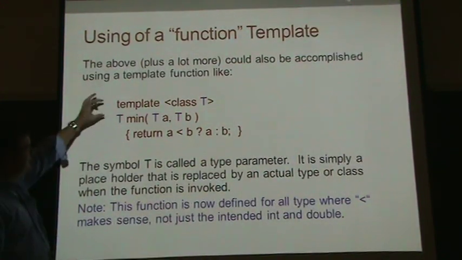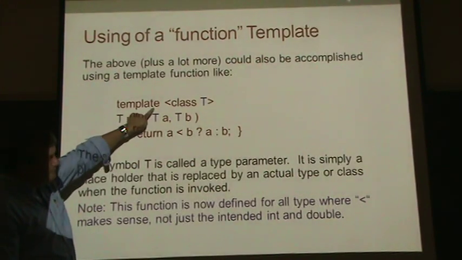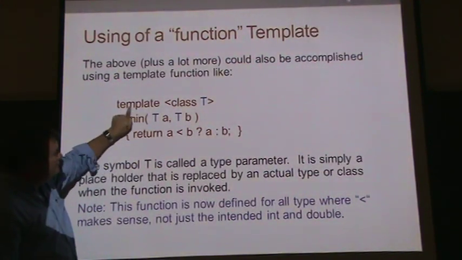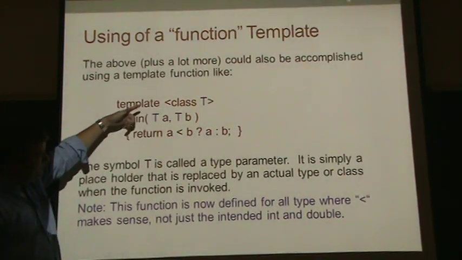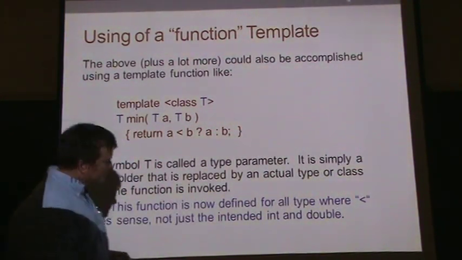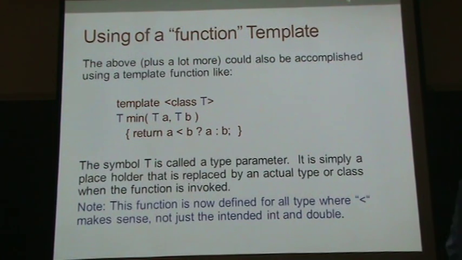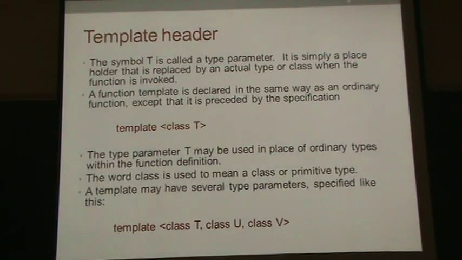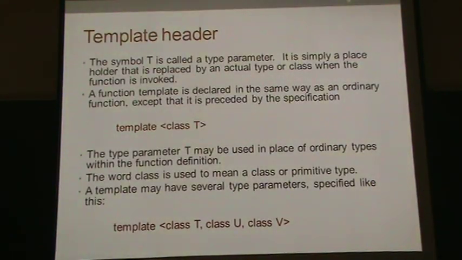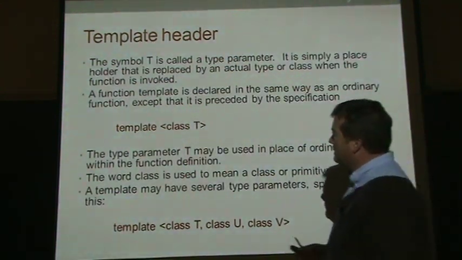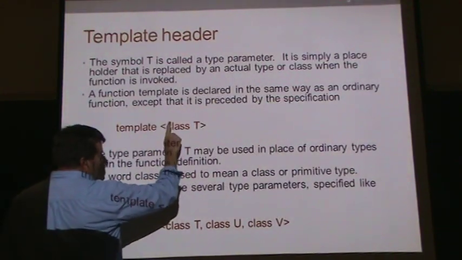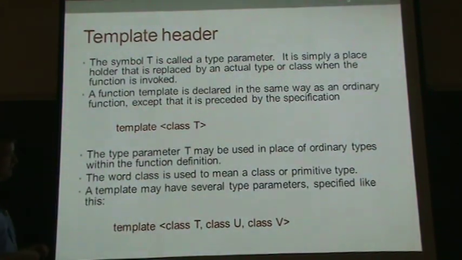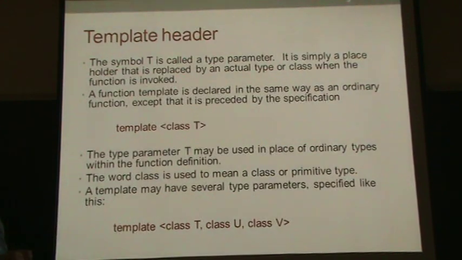Okay, so again, this is a new keyword, template. In C++, you say template, then you build a list. This example just has one type, but we could actually build a list of types, and then write out the body of the function. Basically the template header is this part where we say template, then class, and then we can make up some letters. In general, it's typical to use T.